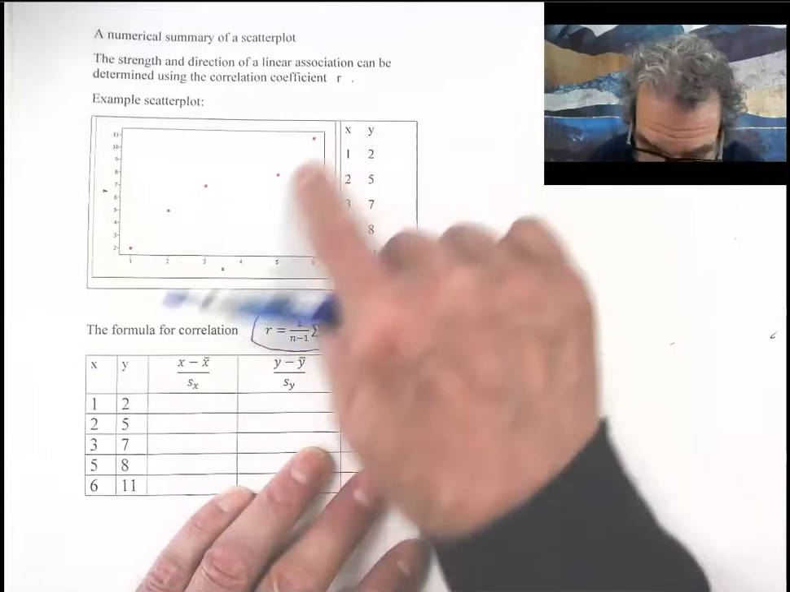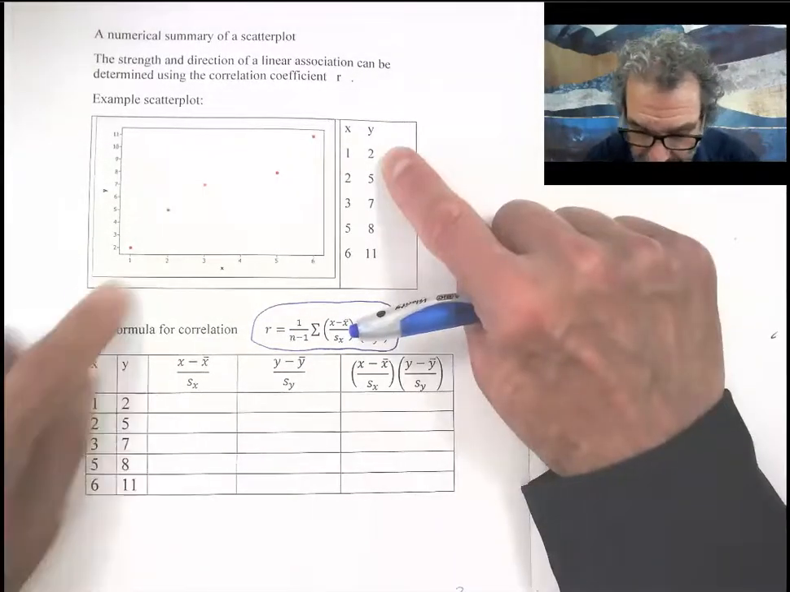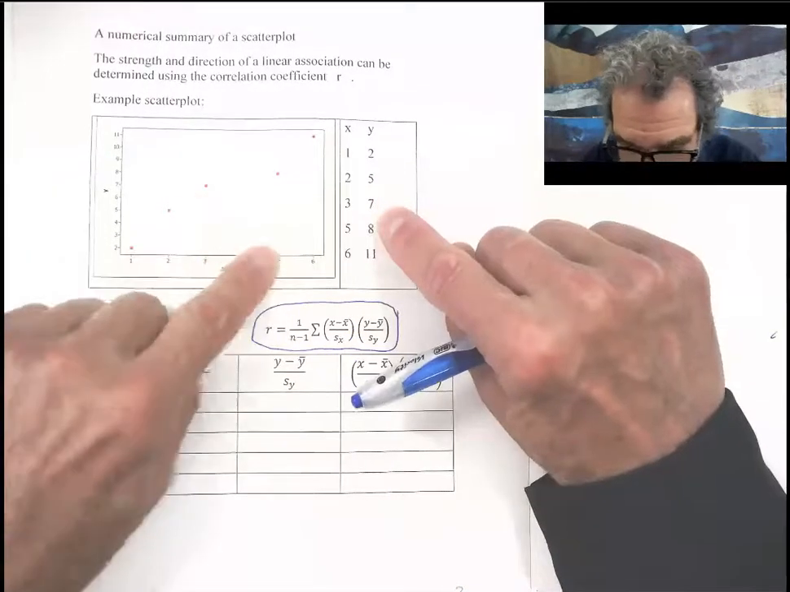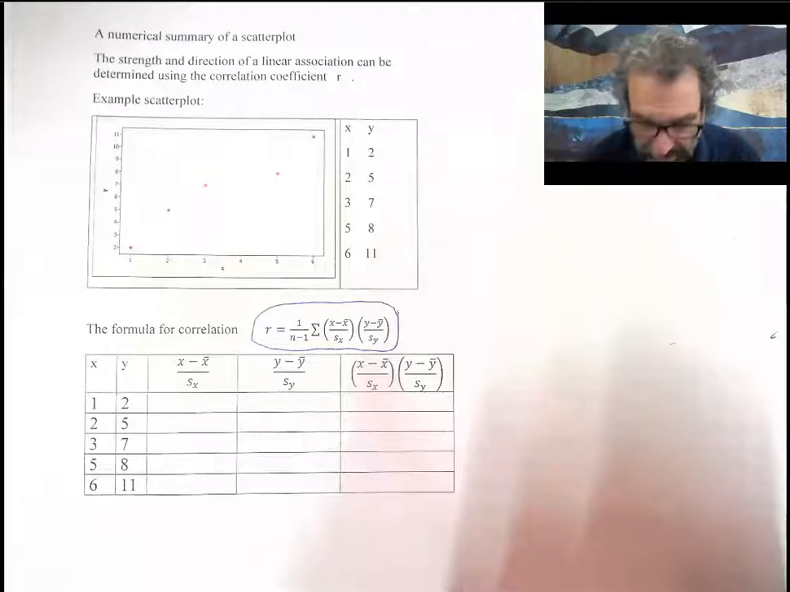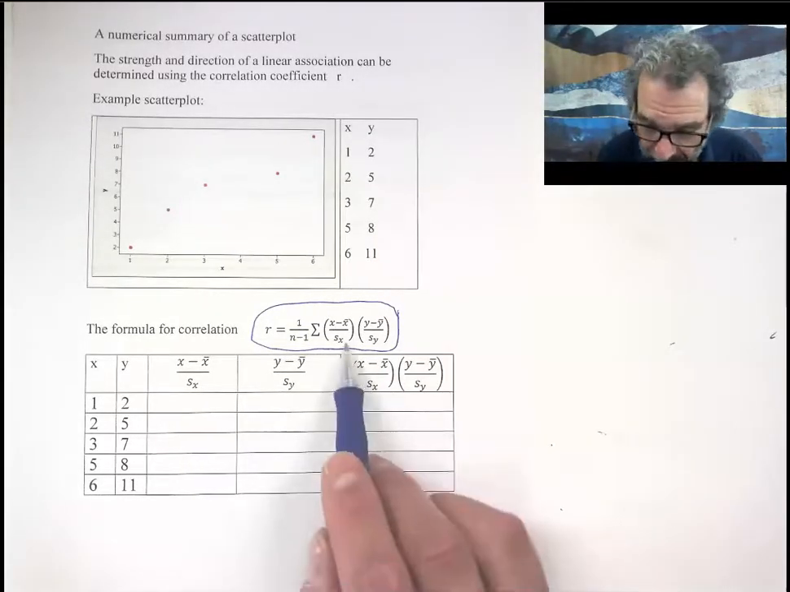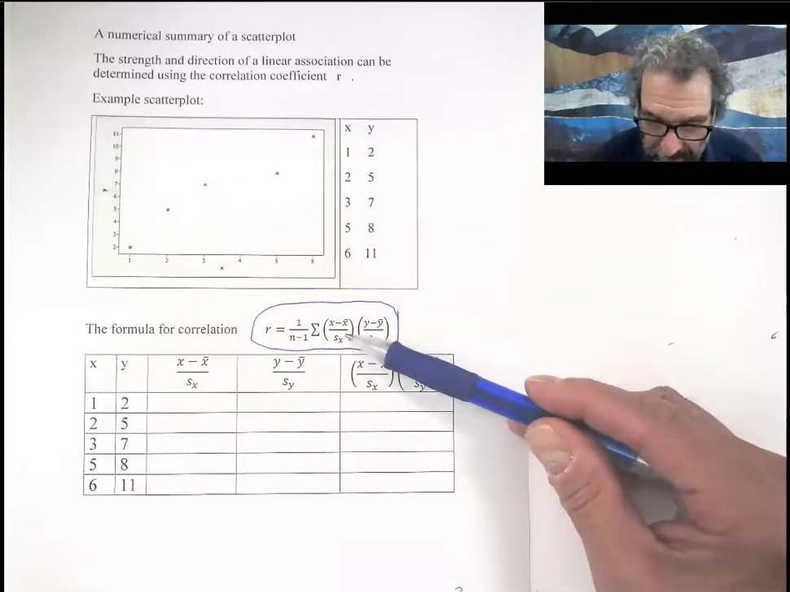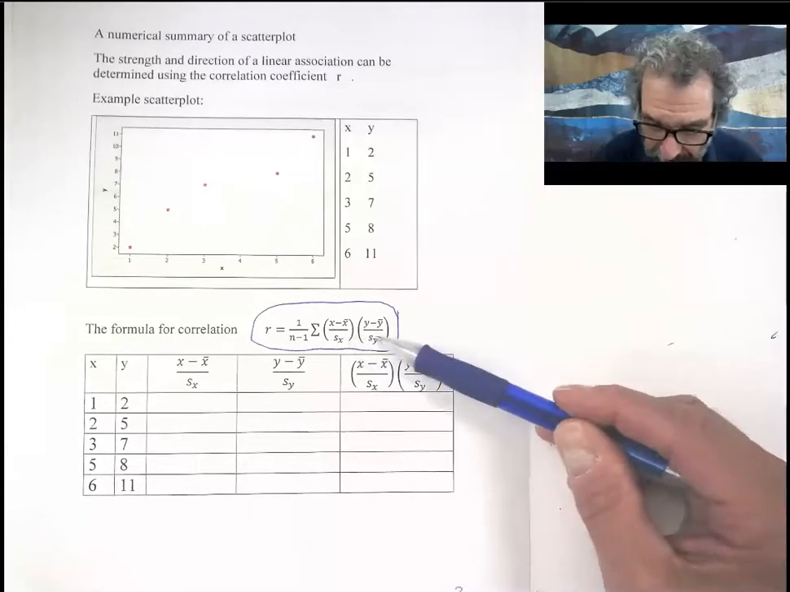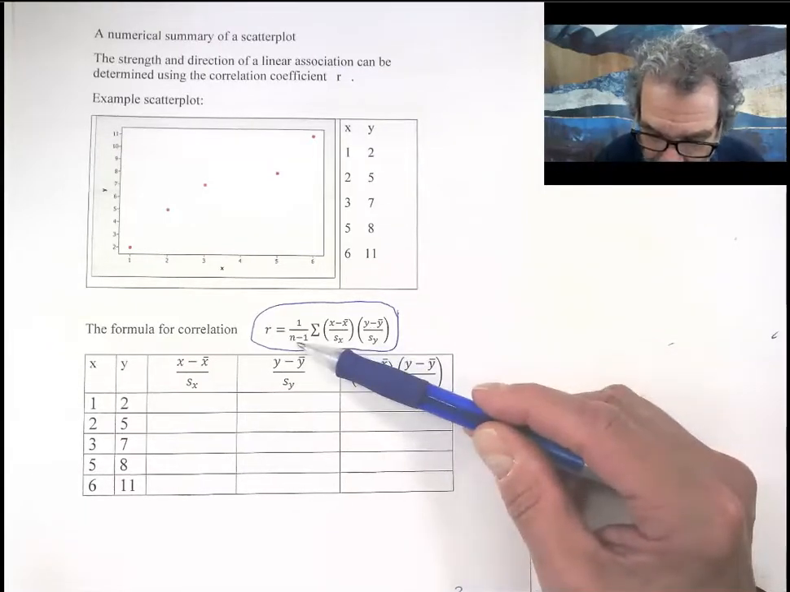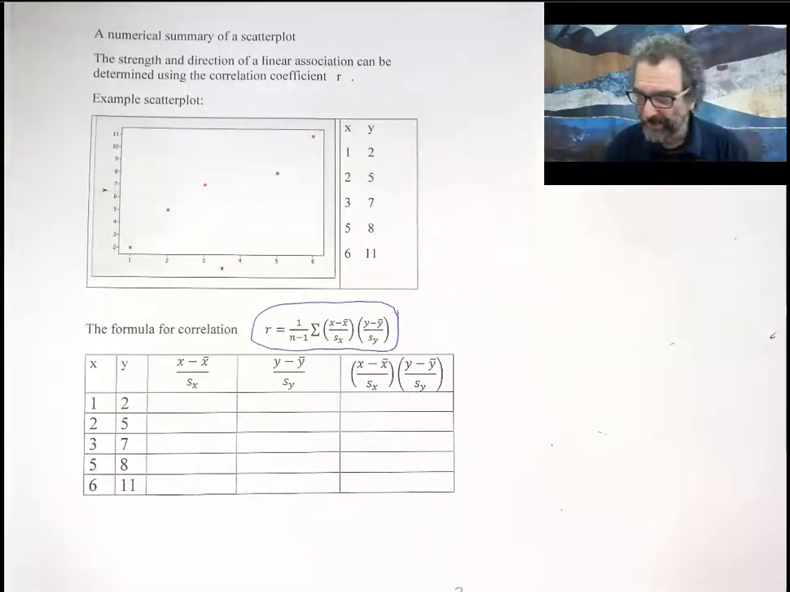Here's our data set. It only has 5 values. Here are the X and Y coordinates. I copied them from here. So 1, 2, 2, 5, 3, 7, 5, 8, and 6, 11 are the values. In order to compute this, I'm going to compute these. These look like z-scores. These are sample z-scores for X and for Y. We compute the z-scores, multiply them together, add them up, and divide by n minus 1. N is the number of points, so n is 5 here and n minus 1 is 4. We ought to be able to do it.